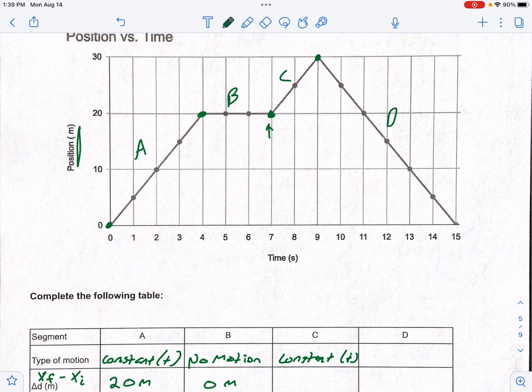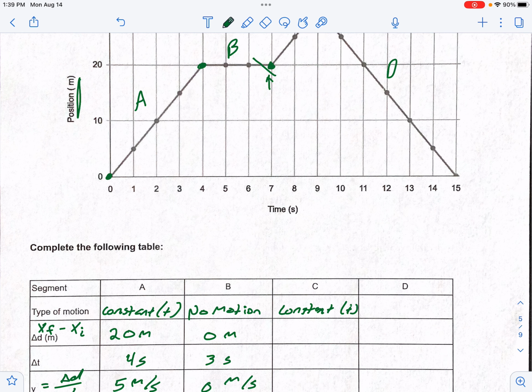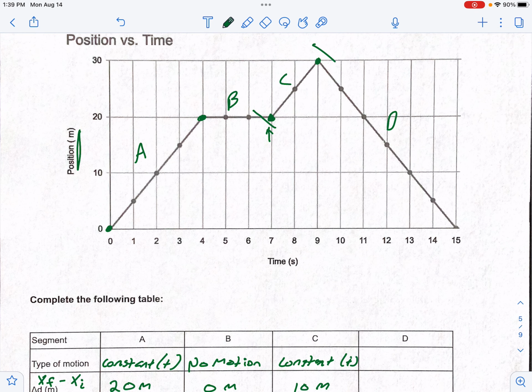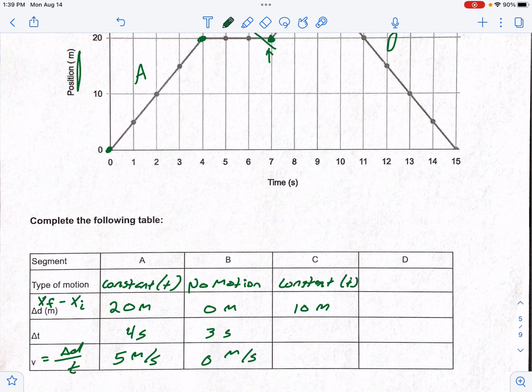A mistake that we can see is sometimes students will go back to the original, like 0, 0. Now that was the true initial, but if we're looking at line C, all I care about is line C. I don't care about B or A or D. We're just looking at that. So my final is 30, my initial is 20, so 30 minus 20 is going to give me 10 meters. And then how long did it take? We started at 7 seconds, ended at 9 seconds, so that was 2 seconds. So 10 divided by 2 gives me 5 meters per second.